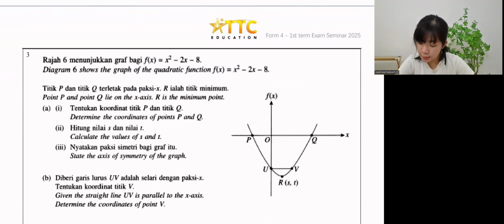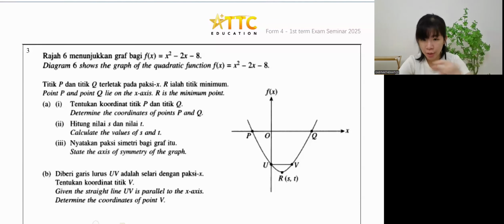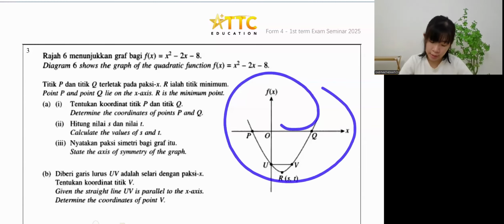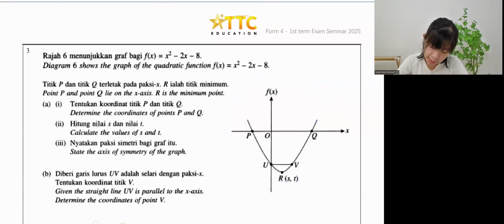Now let's look at quadratic function. Quadratic function refers to this graph. Number 1, okay, what they say? So this function, they give us f(x) equal x squared minus 2x minus 8. So points P and Q lie on x-axis. R is the minimum point. Okay, you check and see. PQ is on x-axis. R is minimum point, which is the lowest point.